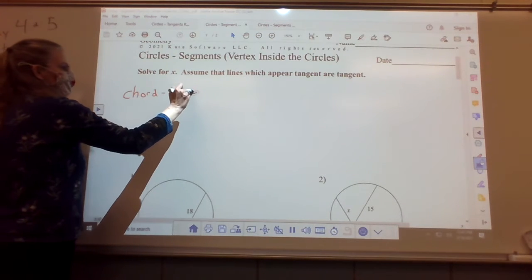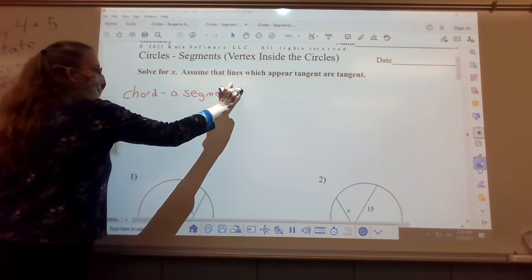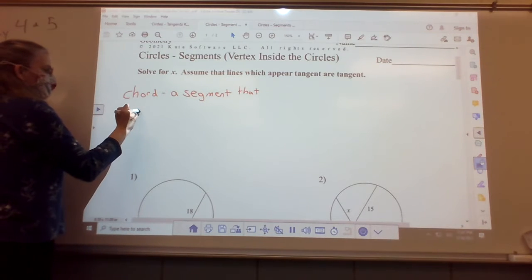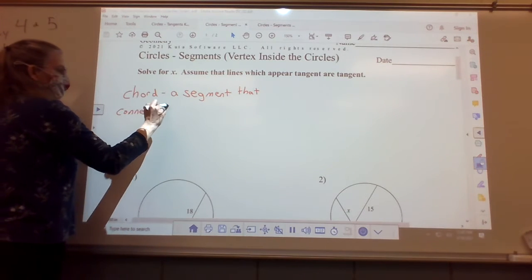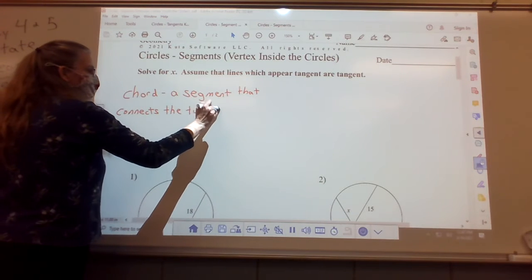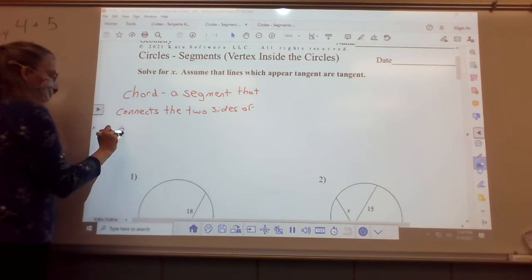A segment that connects the two sides of a circle.